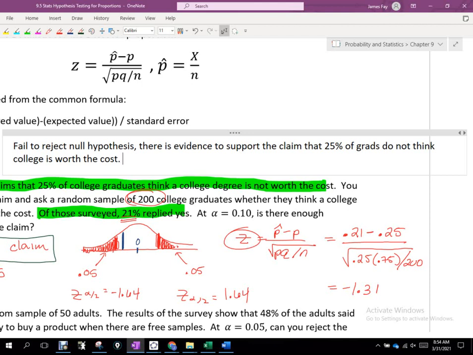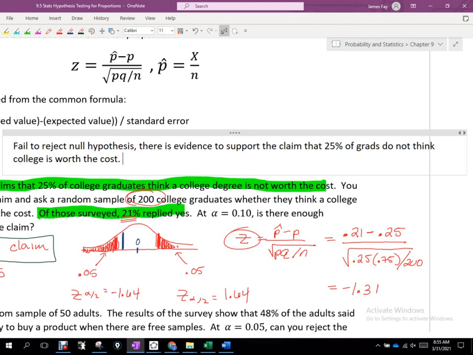Maybe they've done a previous study the year before, whatever, and gave this 25%. Okay? What we're saying then, when we sample 200 people and they say 21%, that's not far enough away from 25% to say that the population does not believe that college is not worth the cost. The population that is in agreement with that is not greater than or less than 25% in this case. Does that make sense?